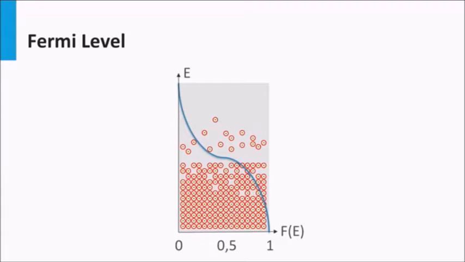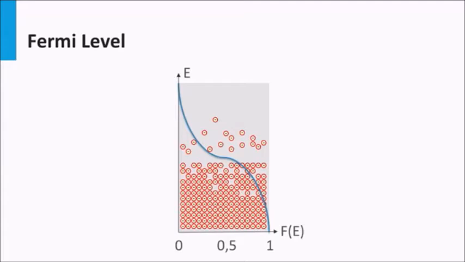The probability to find an electron can be expressed by the Fermi-Dirac distribution function. This function reflects the probability that an electron will occupy a state at an energy E.